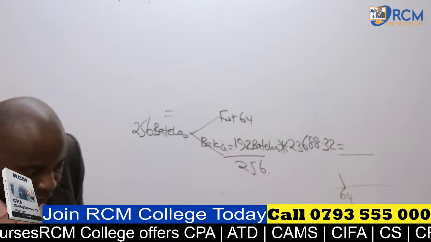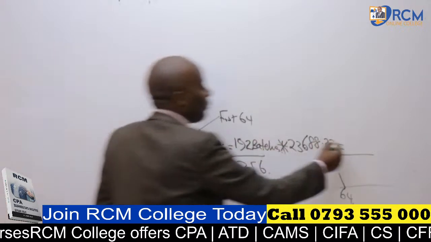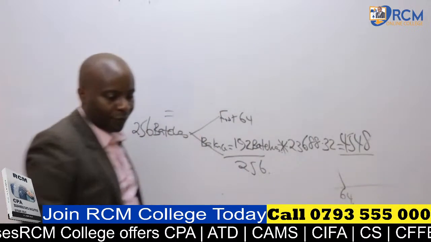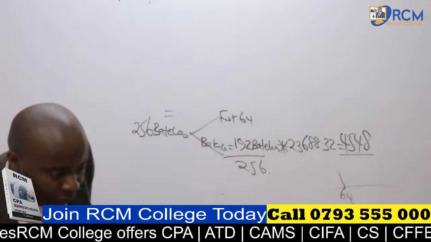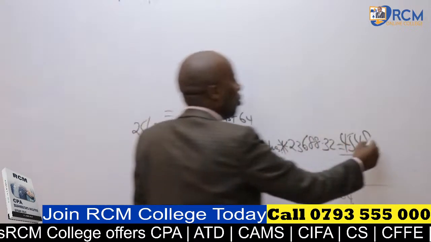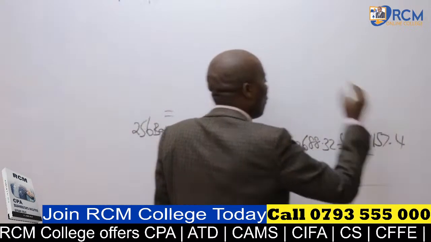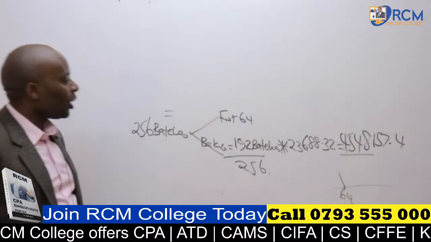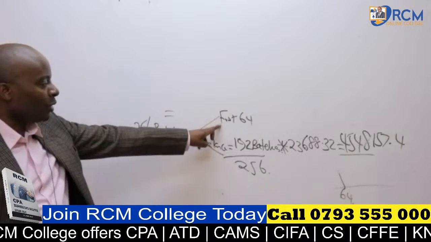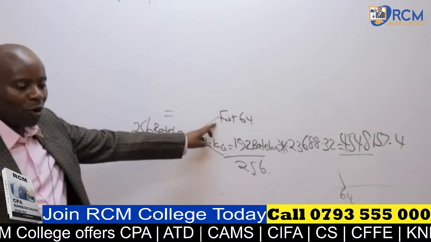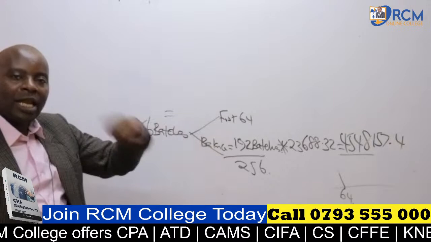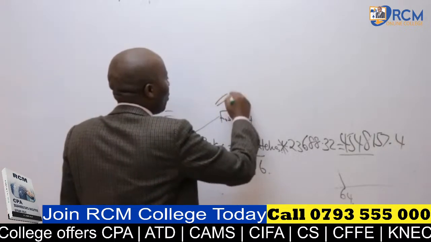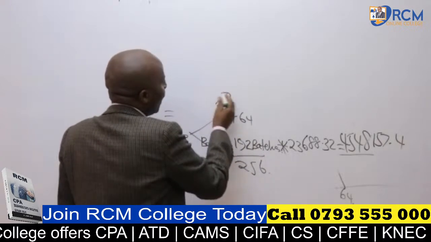I can see 45, 48. Rose is giving me a figure of 45, 48, 157.44. Thank you very much. Ladies and gentlemen, you and I know what is going to happen with the first 64. For the first 64, we are using a learning curve formula.